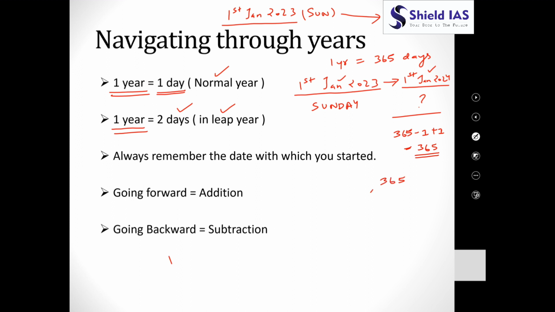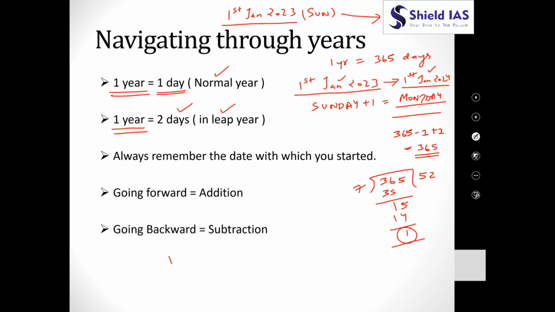Always divide this number 365 by 7. Let us do this. 7 5s are 35 and 7 2s are 14. The remainder comes out to be 1. It will always come out to be 1. So here, because we always add this remainder to the initial day, Sunday plus 1 would be what? Monday, right?